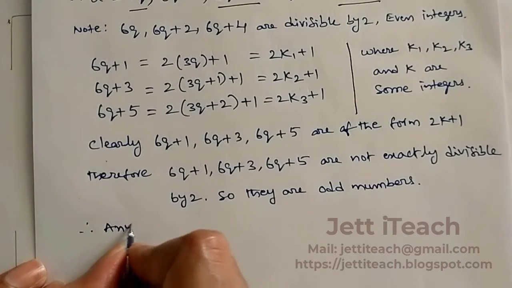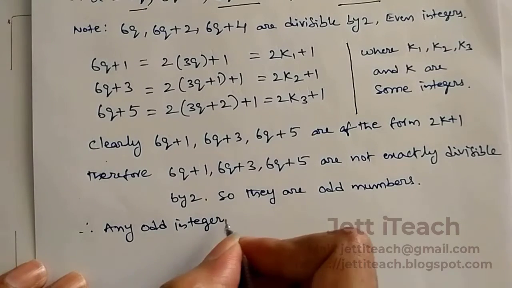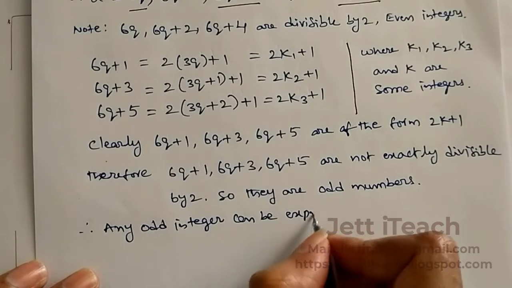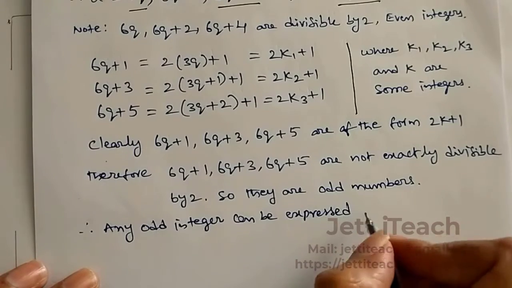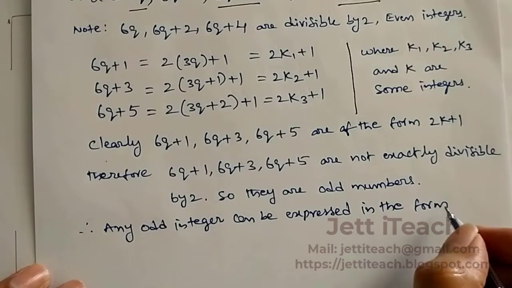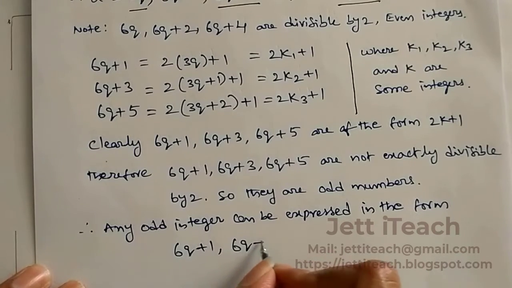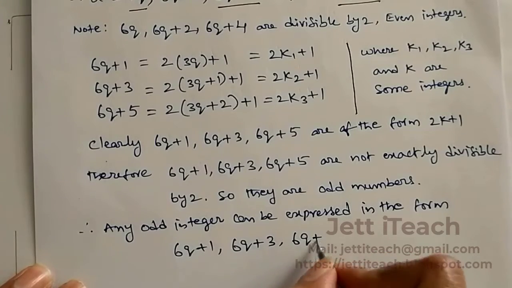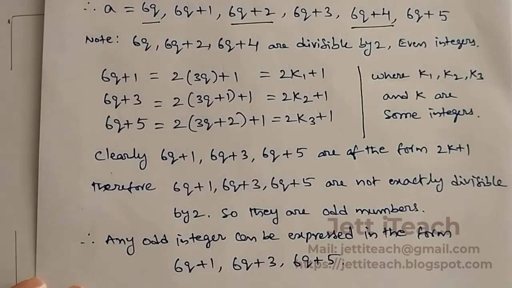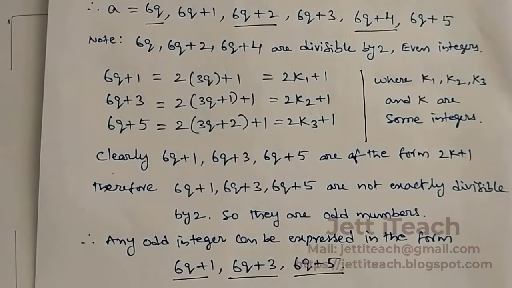Therefore any odd integer can be expressed in the form 6q plus 1, 6q plus 3, 6q plus 5. It's a final declaration.